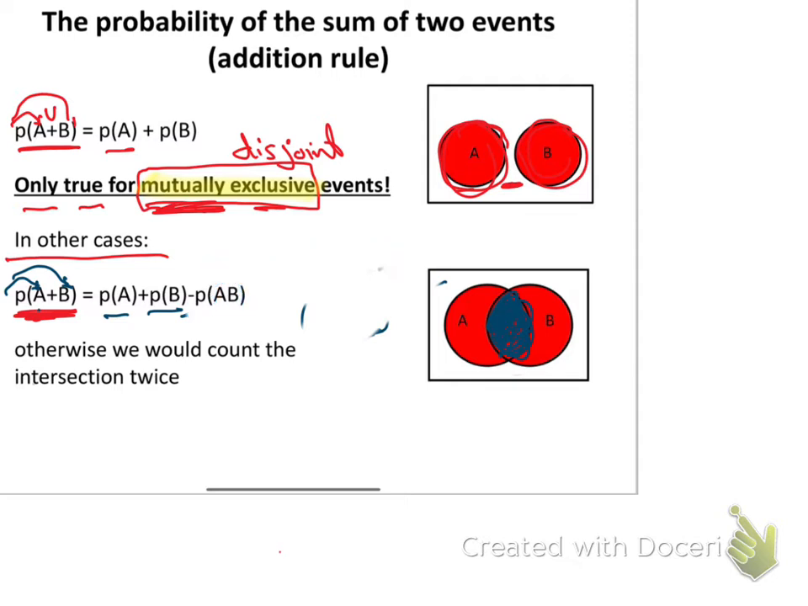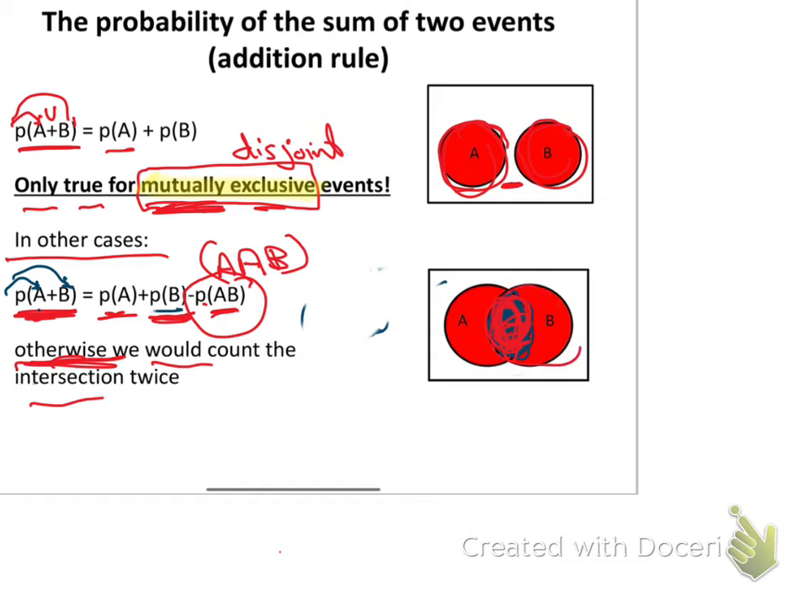So it will be the probability of A plus probability of B minus the probability of A intersect B. Which is called A and B, A, B together. A, B happening only here together. Otherwise, if we did not subtract this one, we would count the intersection twice. It will be counted with B and it will be counted with A. That's why we are subtracting it here.